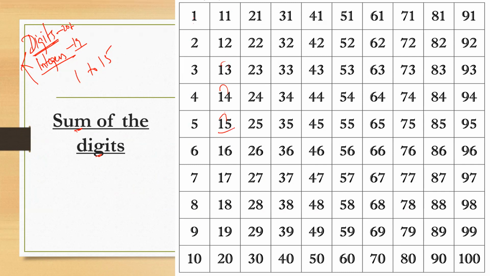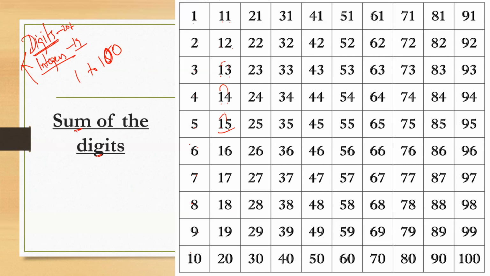If you are counting all the digits from 1 till 15 here, what is the sum of digits? तो तब क्या करोगे? 1 plus 2 plus 3 plus 4 plus 5 plus 6 plus 7 plus 8 plus 9 plus 1 plus 1 plus 1 plus 1 plus 2 plus 1 plus 3 plus 1 plus 4 plus 1 plus 5. That will be your answer, right? But if it is asked from 1 to 100, now this becomes a bit difficult for you to sum up all the digits that are there, right?